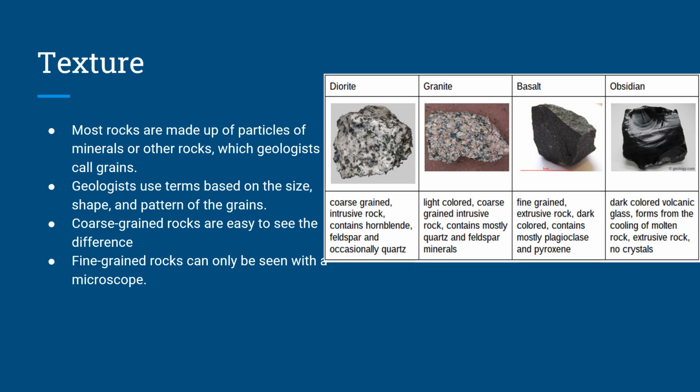So, diorite here is coarse-grained, intrusive rock that contains hornblende, feldspar, and occasionally quartz. Granite is light-colored, coarse-grained, intrusive rock which contains mostly quartz and feldspar minerals. Basalt is fine-grained, extrusive rock, dark-colored, contains mostly plagioclase and pyroxene. And obsidian is dark-colored volcanic glass which forms from the cooling of molten rock. It's an extrusive rock and has no crystals.